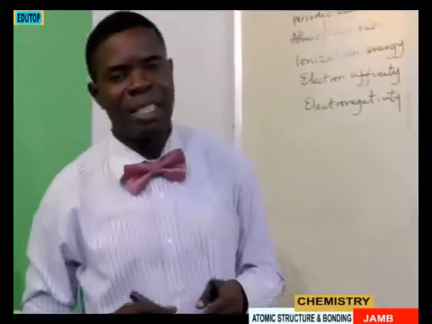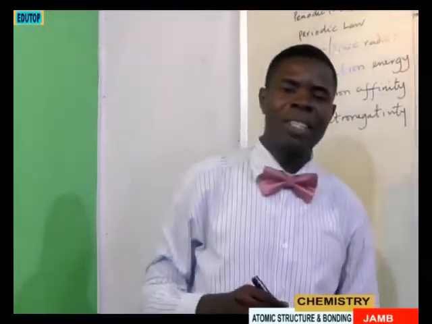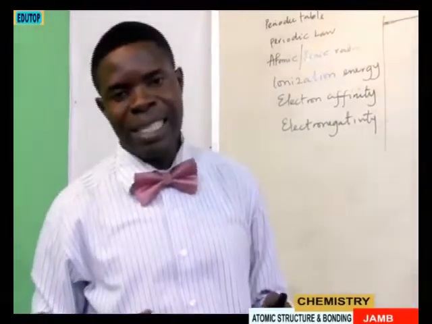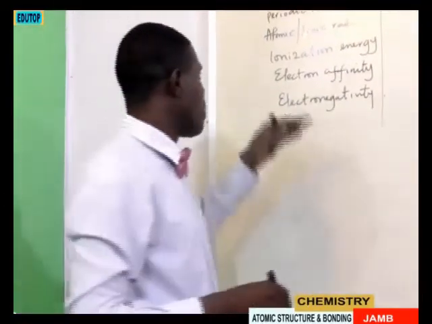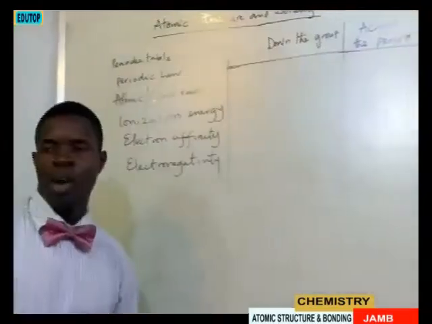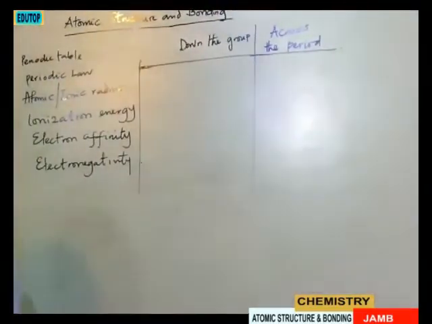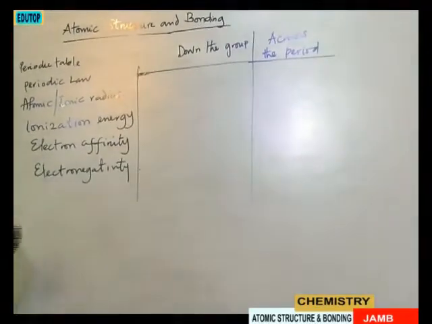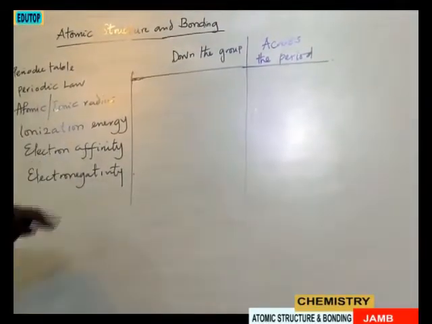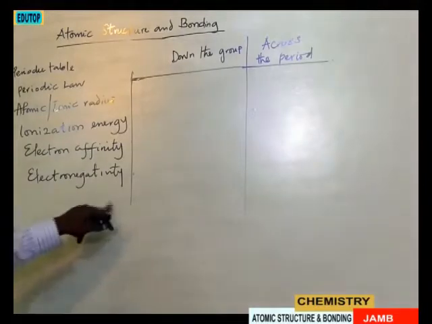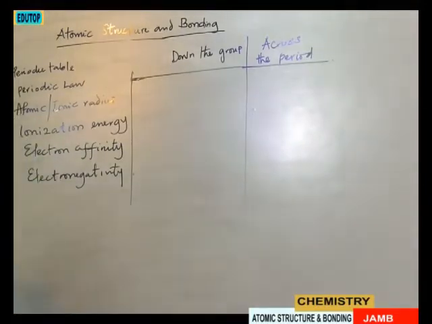What that simply means is that it's the atomic numbers that determine what? The properties of elements. So let's talk about the properties of groups of elements on the periodic table. In this situation, we are talking about atomic radius and ionic radius, ionization energy, electron affinity, then electronegativity. Let's talk about atomic radius.